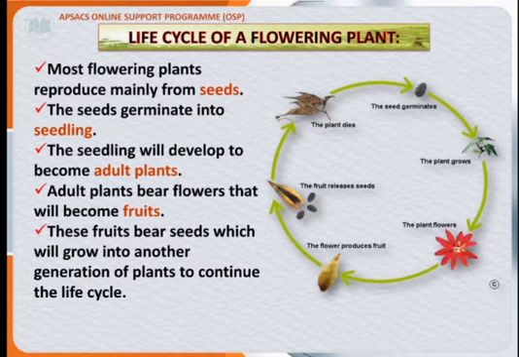Adult plants bear flowers that will become fruits. These fruits bear seeds which will grow into another generation of plants to continue the life cycle.